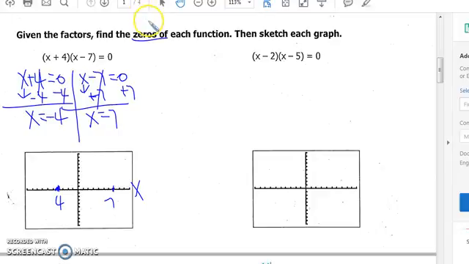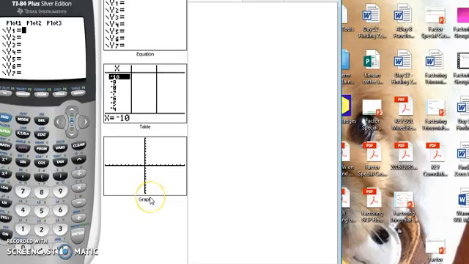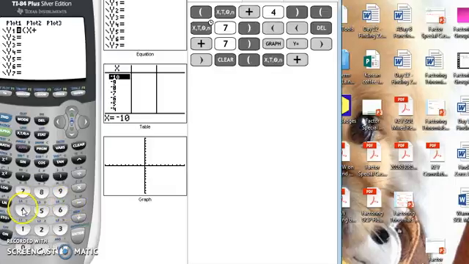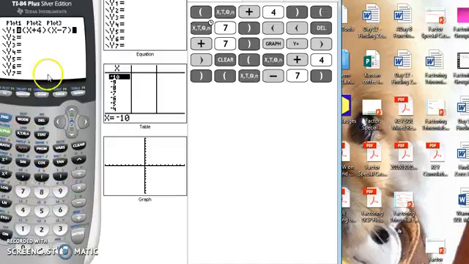Before you sketch it, go to your graphing calculator. Press y equals, and then press open parentheses x plus 4, close parentheses, and then open parentheses again, x minus 7, close parentheses. You just type in what you see. Make sure you put parentheses here, and then hit graph right here.